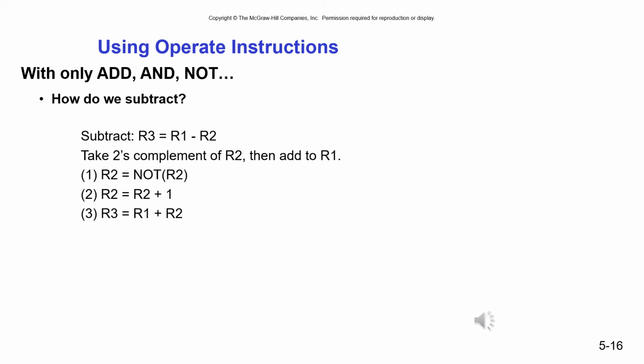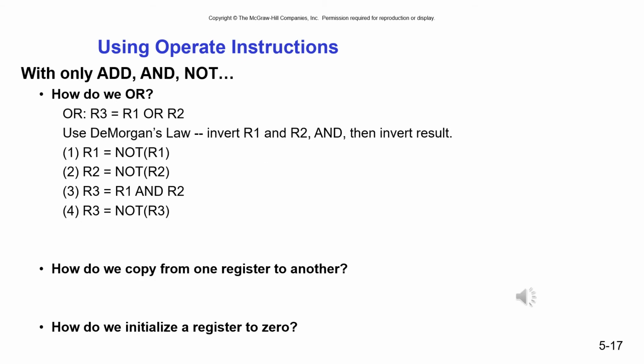This is review. If we want to subtract R2 from R1, we take the 2's complement of R2, then add 1, and we simply then add them. And it becomes, R2 becomes negative, so we're adding negative R2.